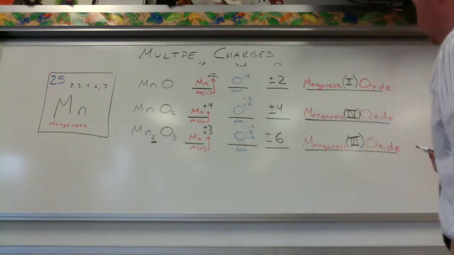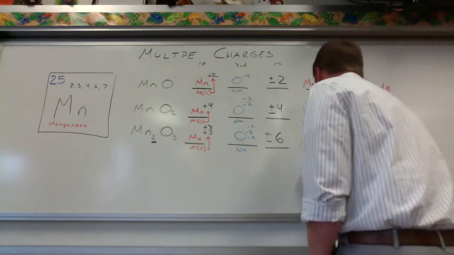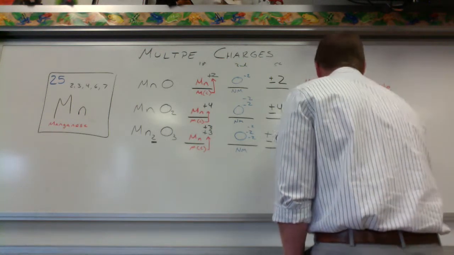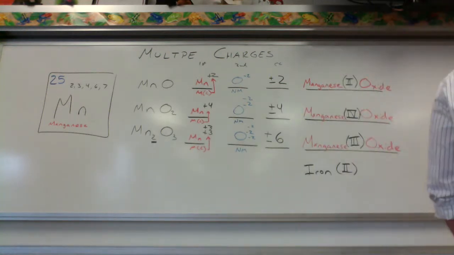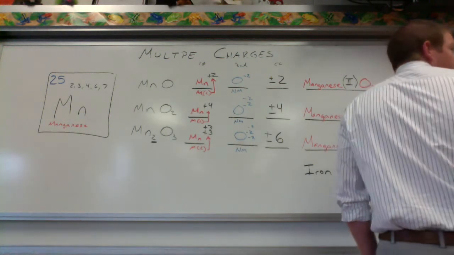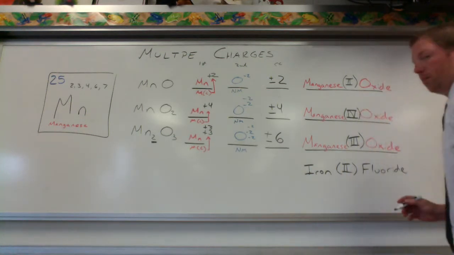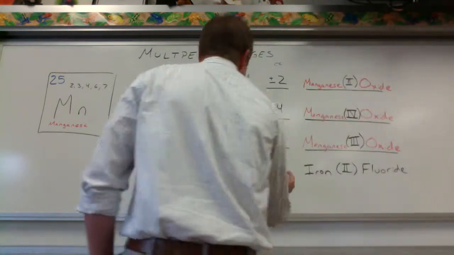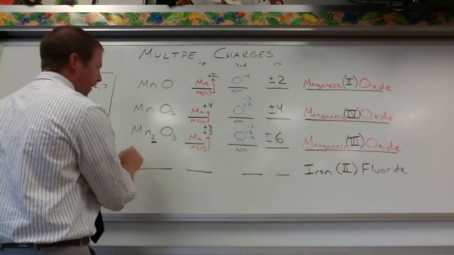Okay? If we had to do one the opposite direction, let's say I was going to do, let's see. Let's do iron. Let's do iron 2 oxide. Let's change it up so we're not doing an oxide again. Let's do fluoride. Okay, and I'm making this one up on the spot, so bear with me, okay? So I've got iron 2 fluoride. I need to find the formula for it, okay?